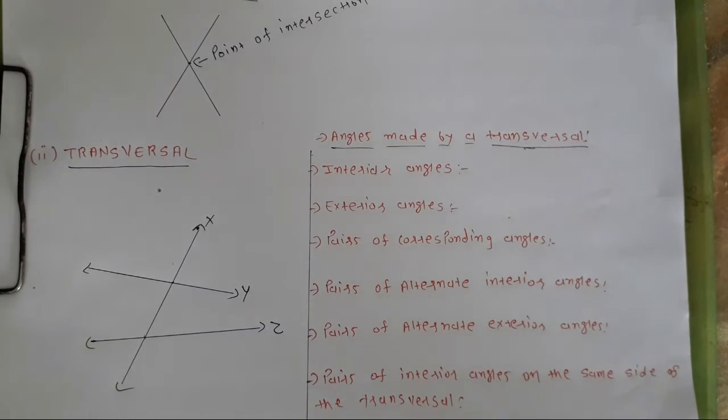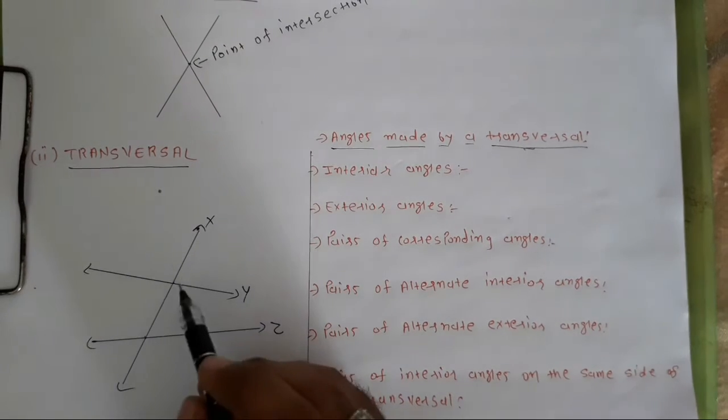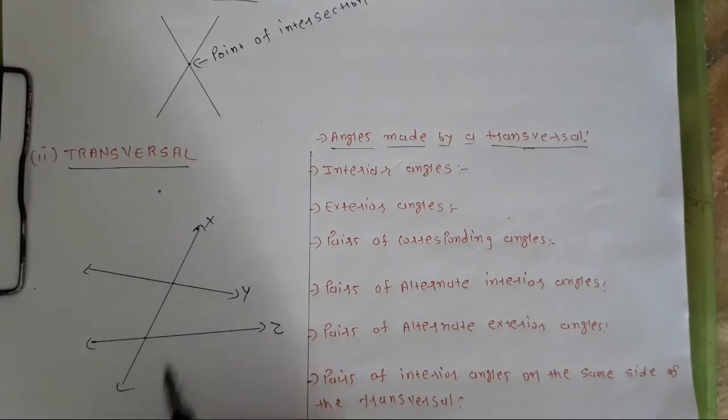Now the most important thing here is that there are some angles which are made by this transversal. There are a number of angles. So our next topic is angles made by a transversal.